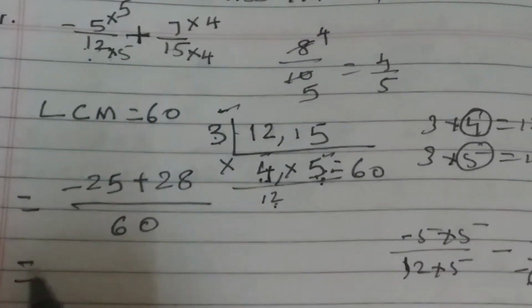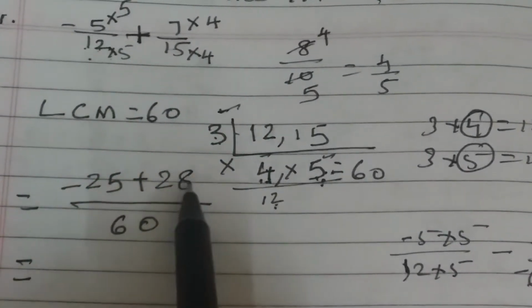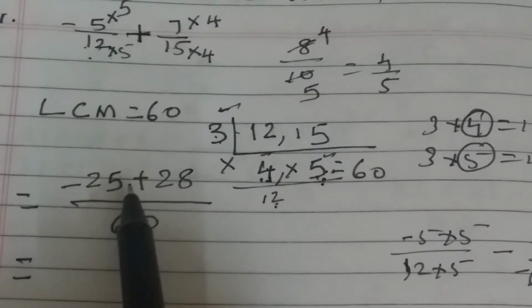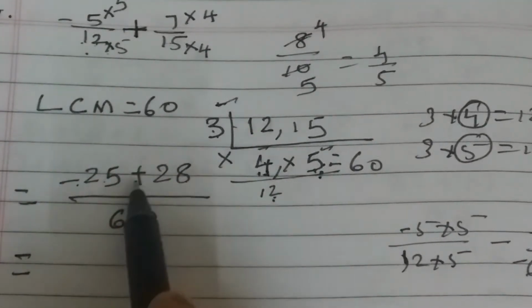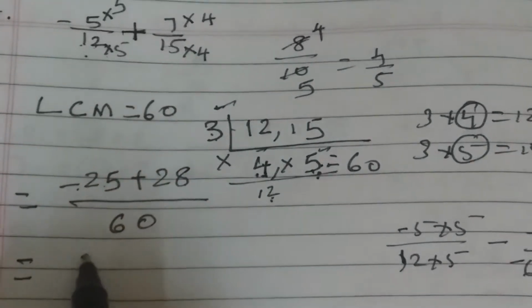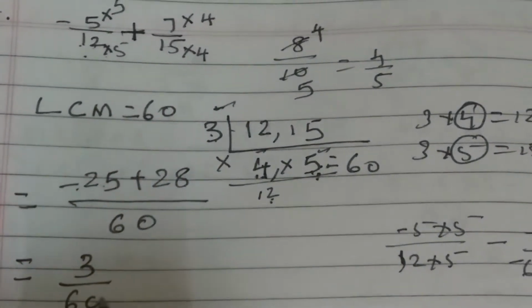Now we have to follow the addition of integers. What's the addition of integers rule? If the signs are different, subtract and put the sign of the greater number. So 25 is minus, 28 is plus, subtract them. It is 28 minus 25 is 3. Sign of the greater number is plus, 3 by 60.